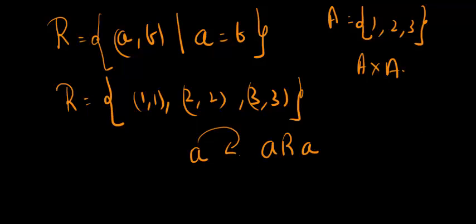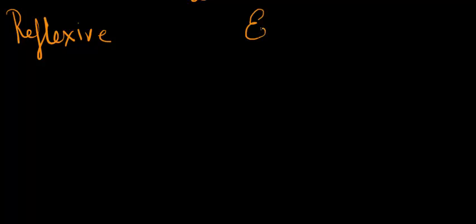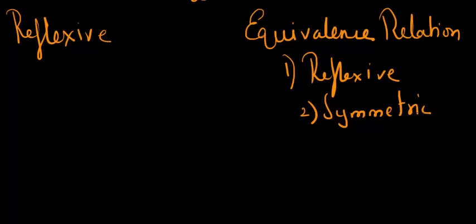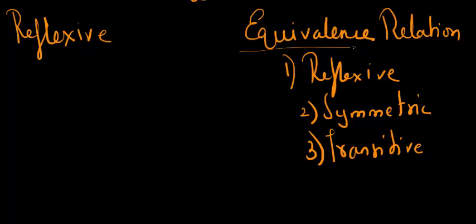Now let's define another type of relation, reflexive. Before I can introduce you to reflexive relation, let me explain what an equivalence relation is. A relation which can satisfy three conditions or three types of relations, which are reflexive, symmetric, and transitive. A relation which is reflexive, symmetric, and transitive is an equivalence relation.